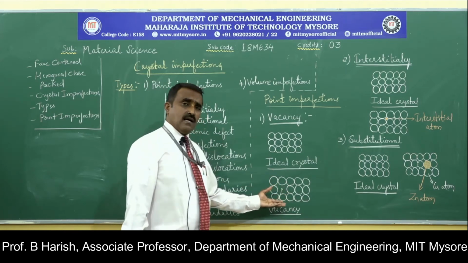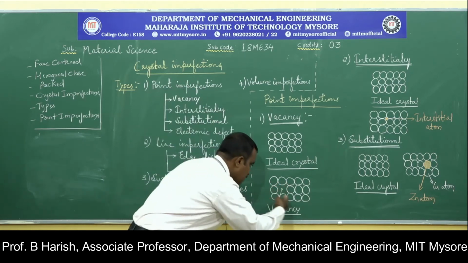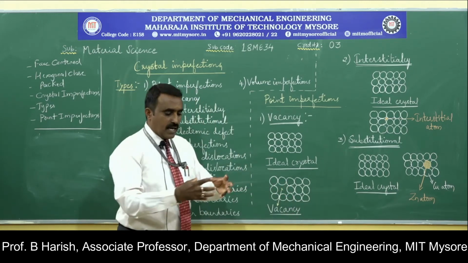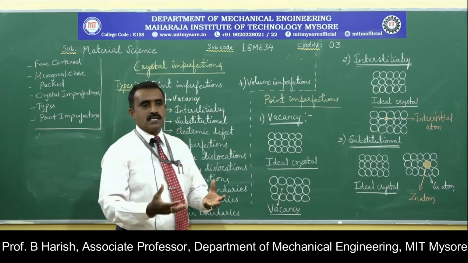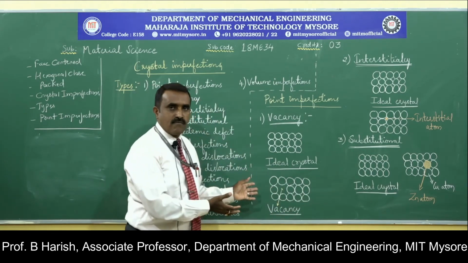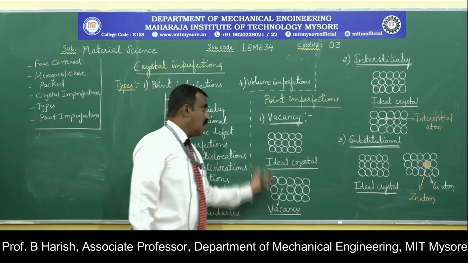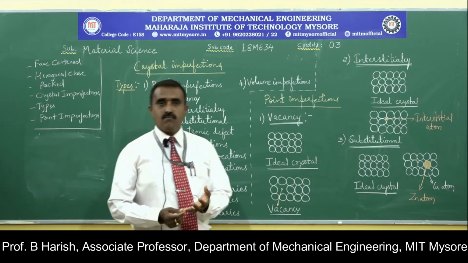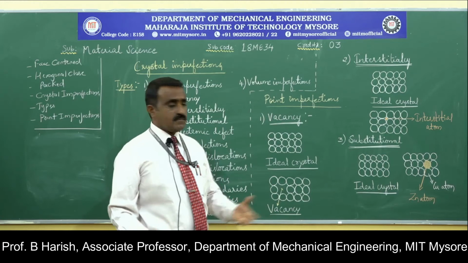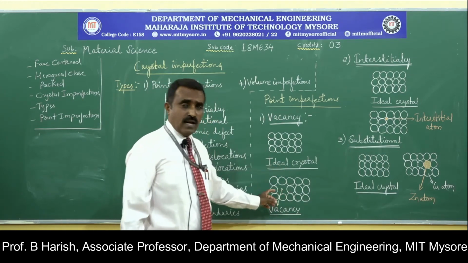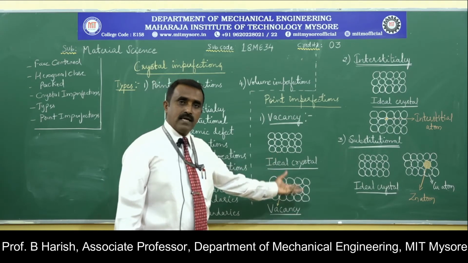When a vacant spot is created here, the atoms surrounding that vacant spot get compressed. Similarly, the next line of atoms gets changed. So totally there will be imperfections seen in the entire crystal structure. In the case of vacancy, it is not just one atom that moves out; we can also have 2 atoms moving out, or it can be 3 atoms also.